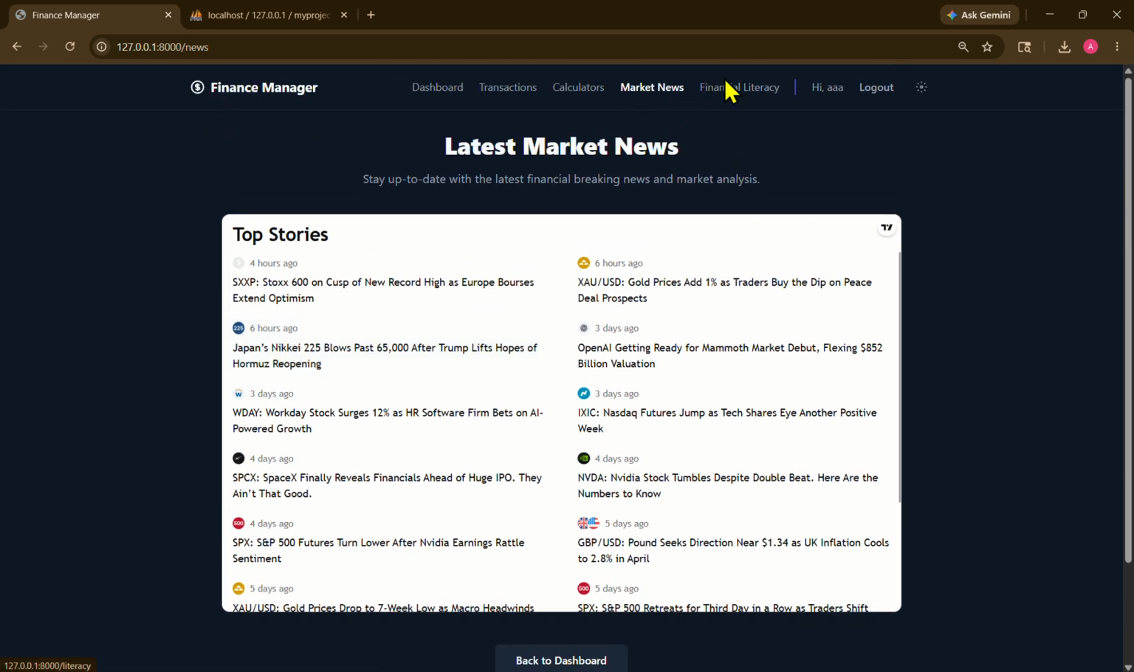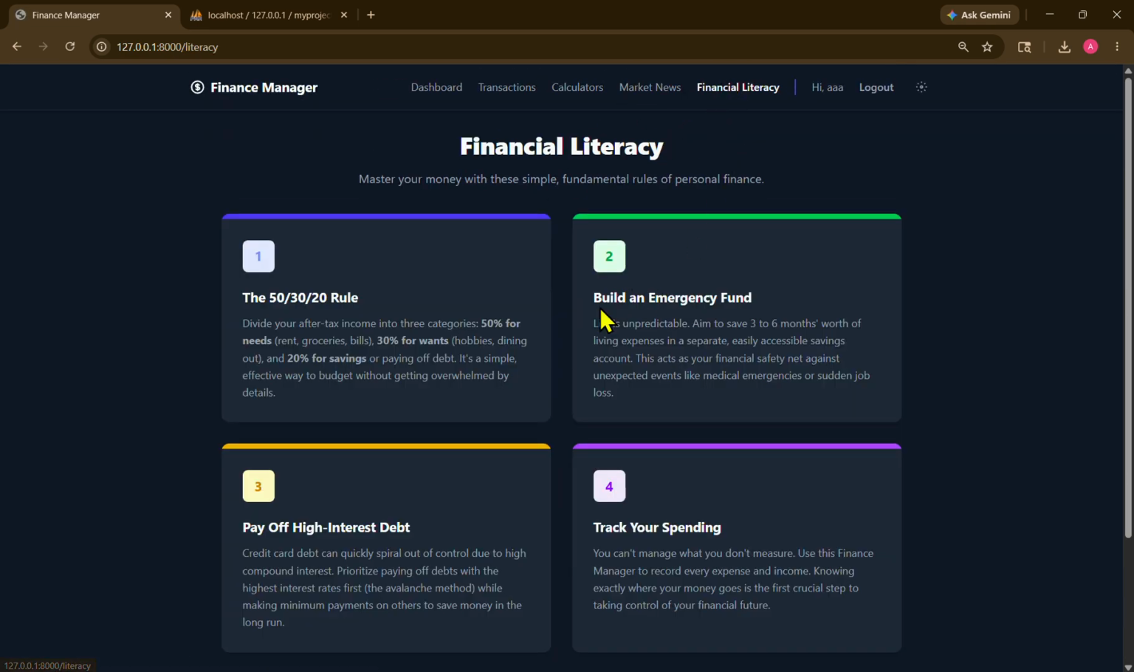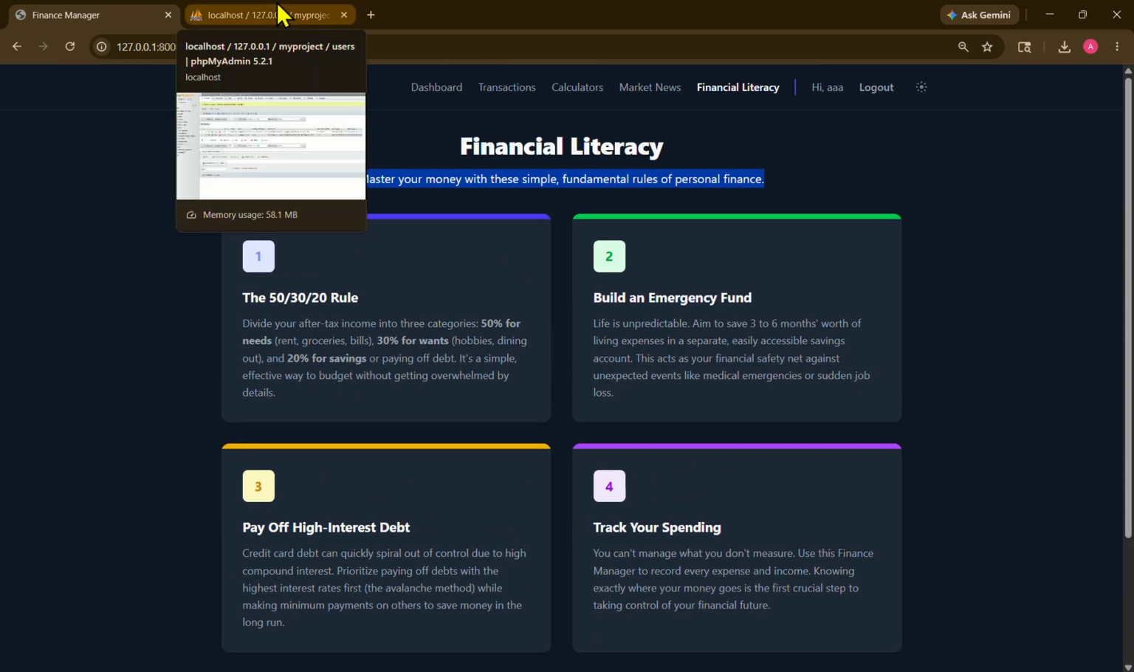Now we have another section, financial literacy. It has some different features, and it lets you master your money with simple fundamental rules. These are the rules and information which one can inherit in his or her life to master the financial world, and that's it. So this is all about our project.